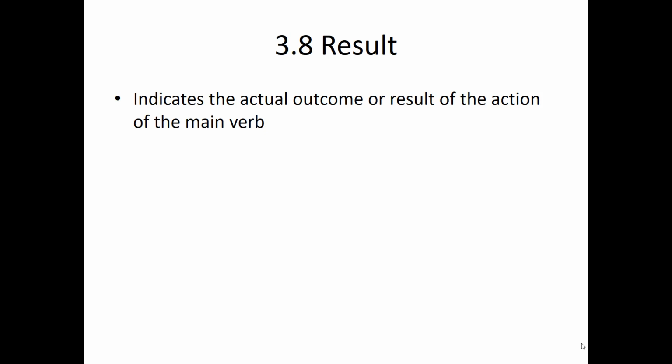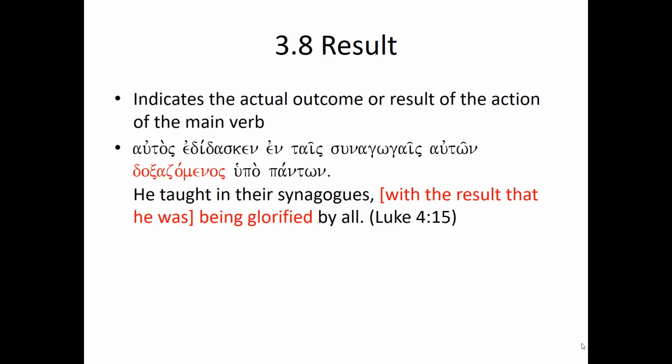You can have a participle that gives you the result. What is the actual outcome or the result of the main verb? Luke 4:15, autos edidaskin in tais synagogais auton, doxadzomenos hypaponton. He taught in their synagogues with the result that he was glorified by all. He taught in their synagogues being glorified by all. So to test it out, see if you can add with the result that. And if it makes good sense, then you have a participle of result.